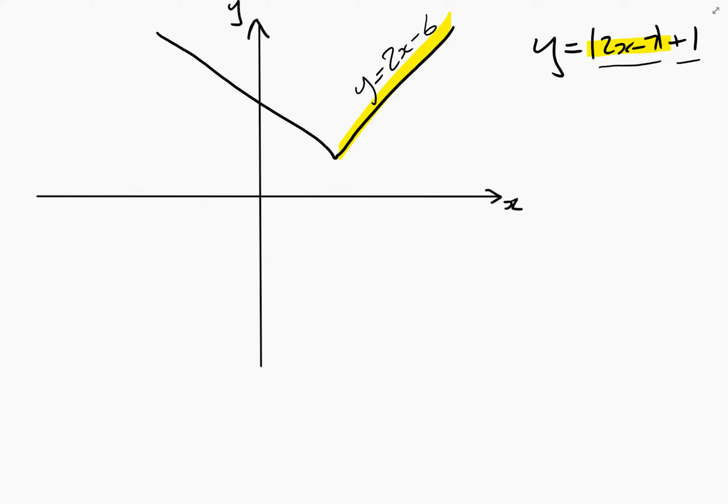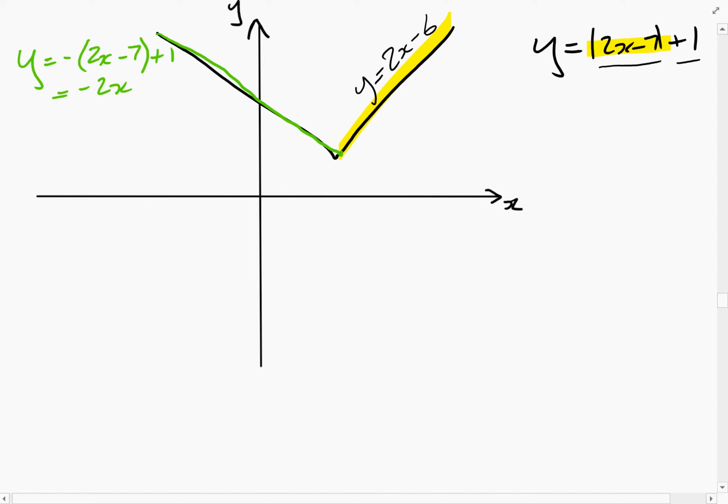And the equation of this bit over here, this side of the line, will be when the thing inside the modulus is negative and it's turned to positive. So that will be minus 2x plus 7 plus 1, which is plus 8. So the equation of this line over here is y equals minus 2x plus 8.